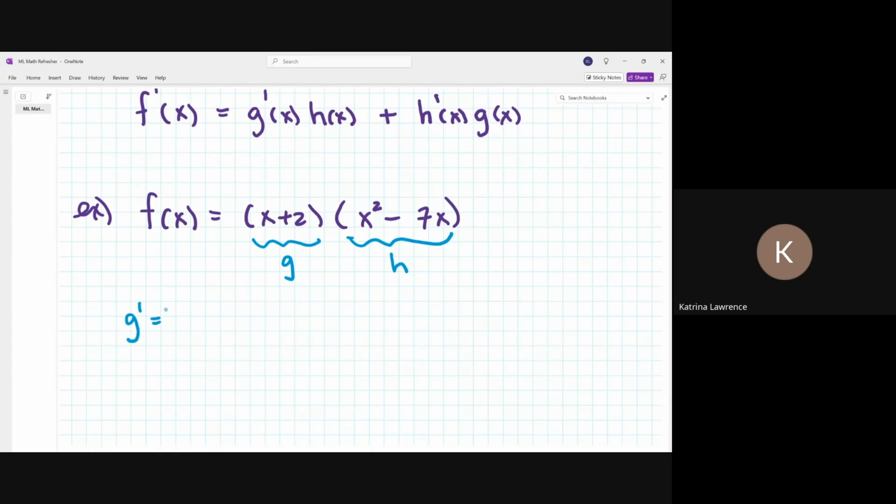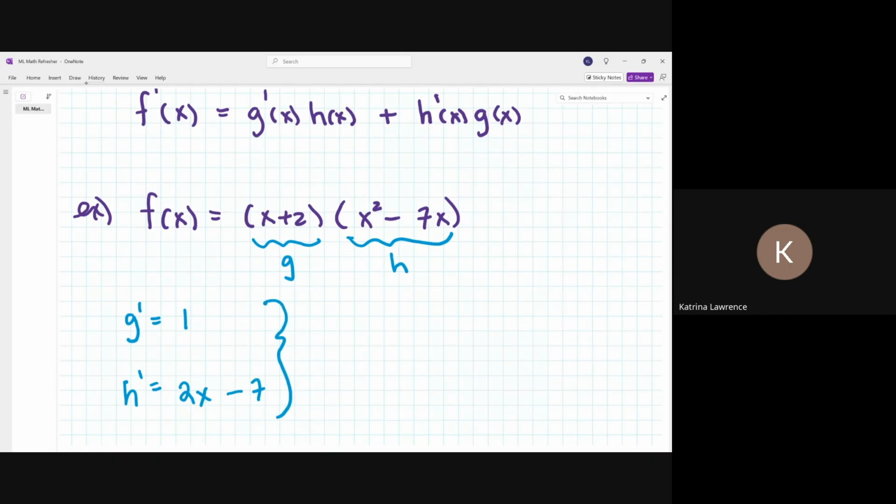So g prime, the derivative of the first, we can use power rule. So we have the derivative of x, which is just 1. And just so you know, the derivative of any constant equals 0, so this 2 is going to go away. And then if we look at the derivative of h over here, we can use our power rule, which we just learned. So we will end up with 2x and then minus 7.